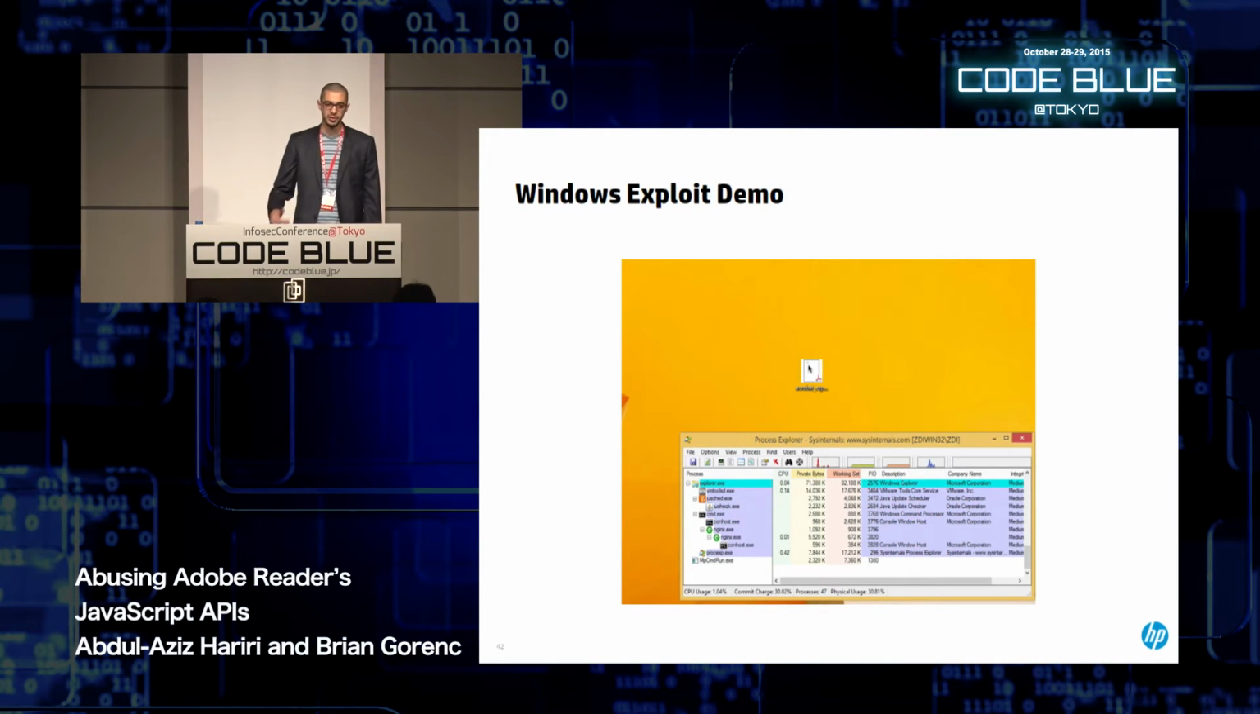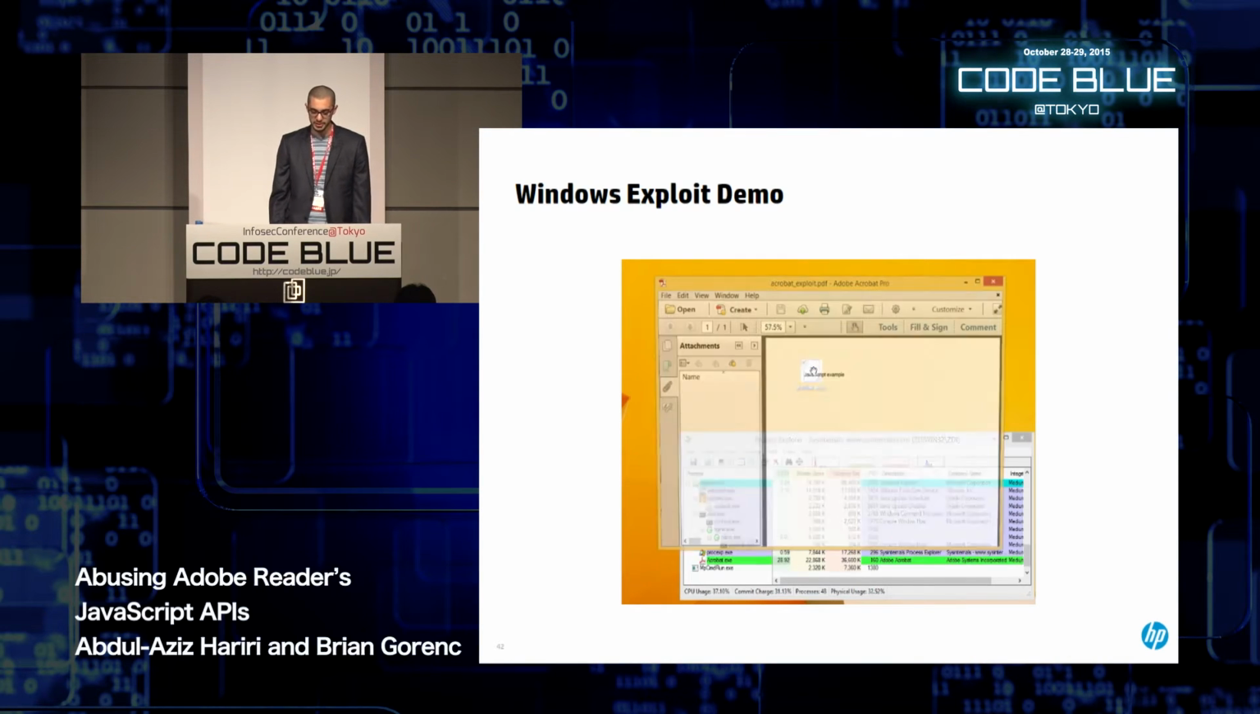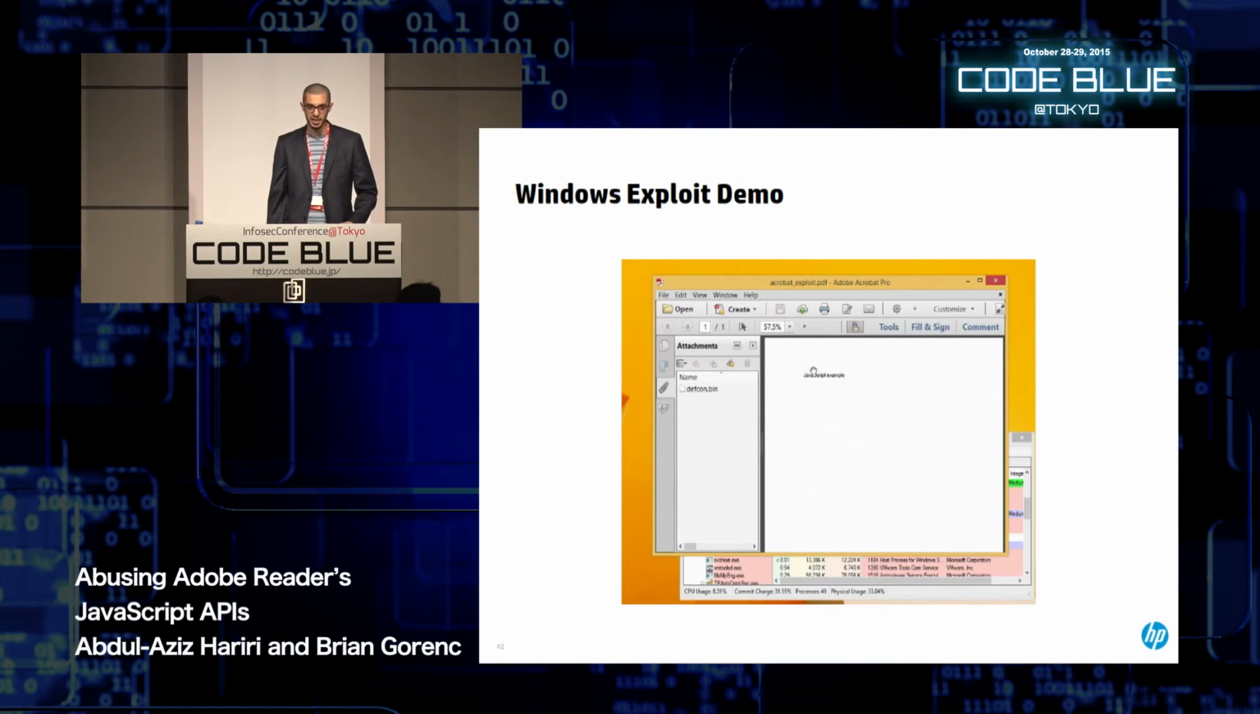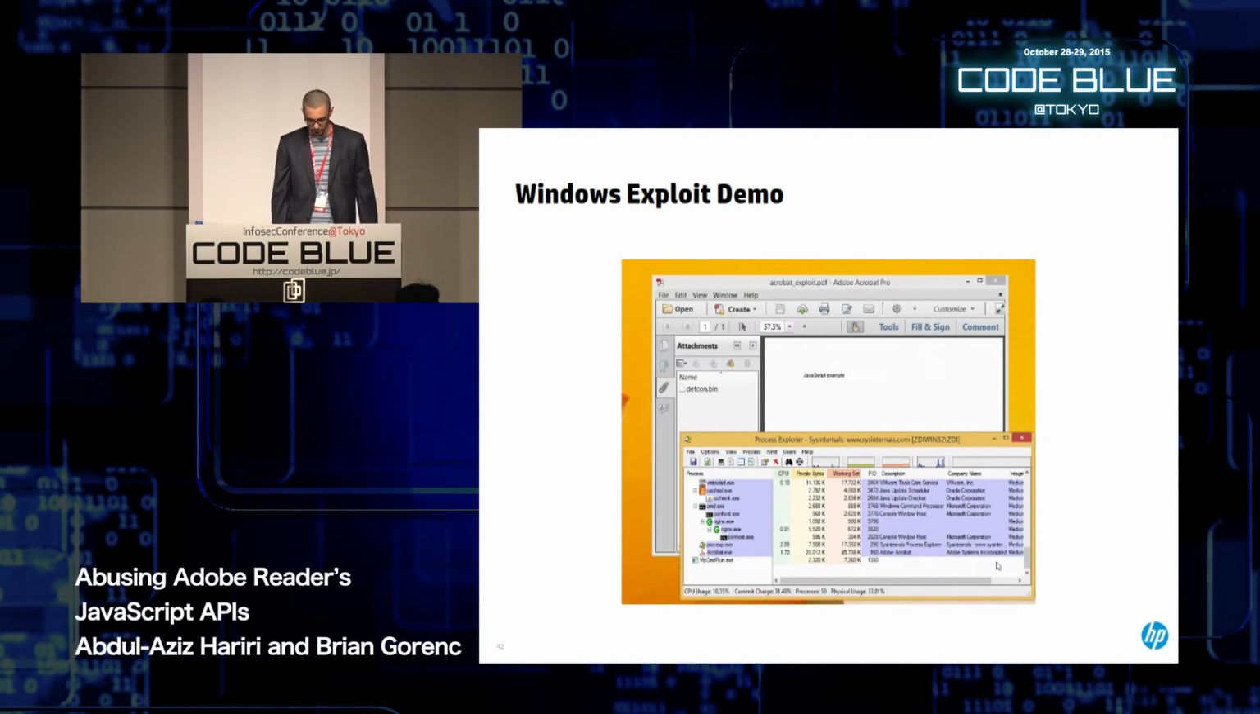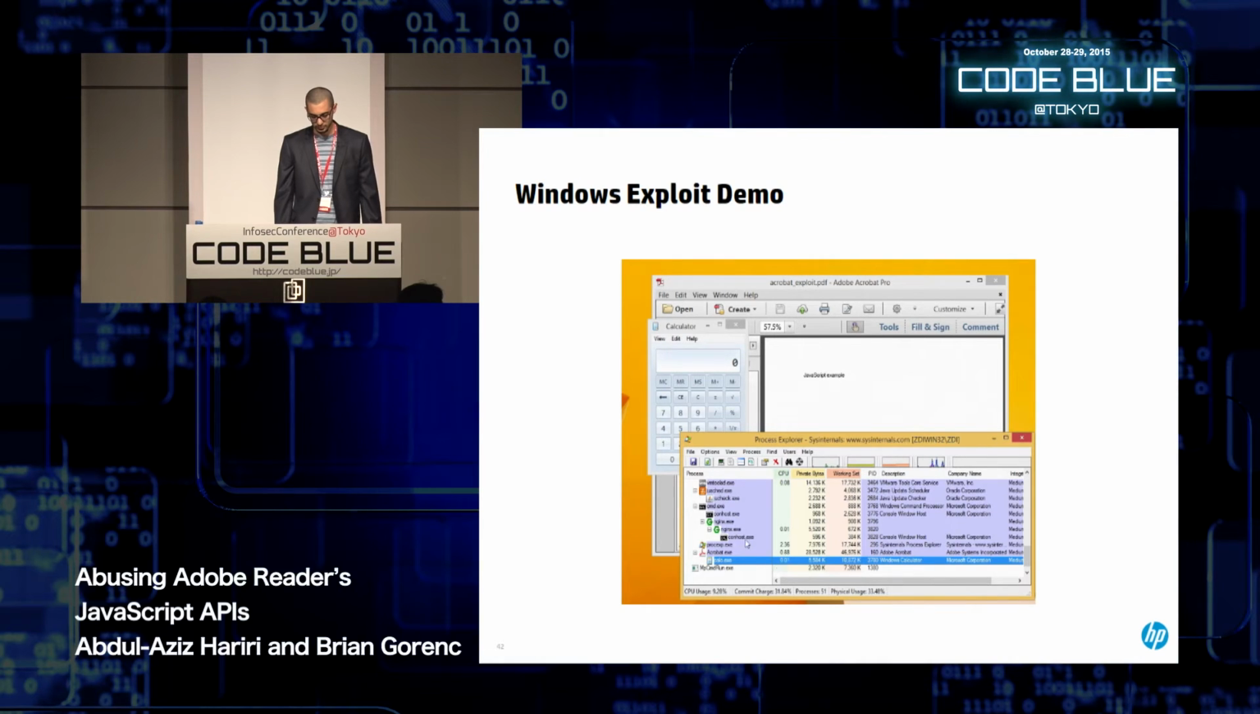So I'm going to play a video that demonstrates the whole chain, which is basically RCE on Acrobat Pro. So basically, the DLL is being opened, the file is being dumped on disk, and then we're going to have to wait a little bit to have our DLL loaded. Basically, I got calc.